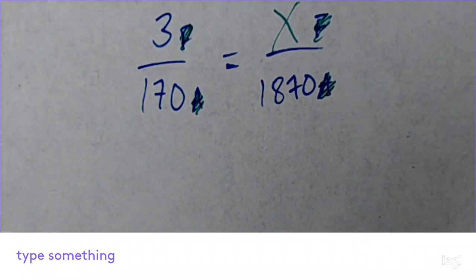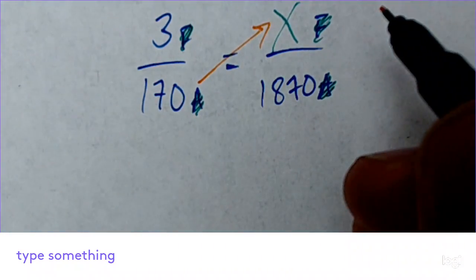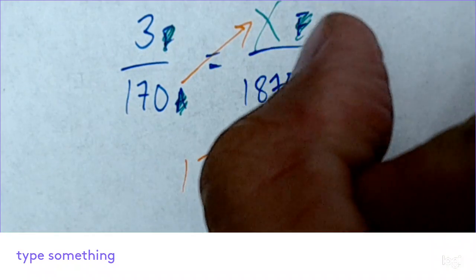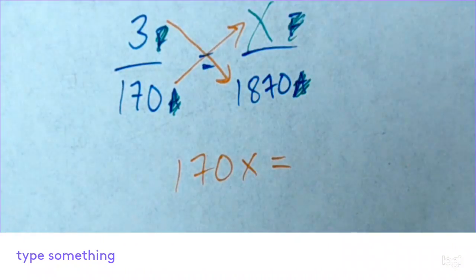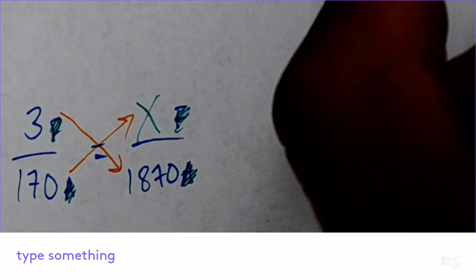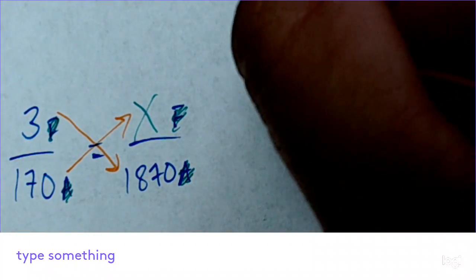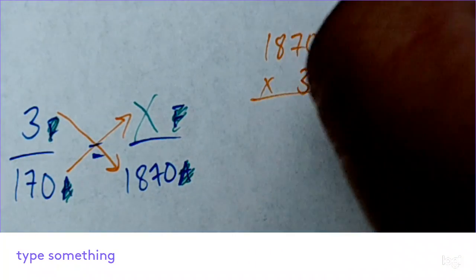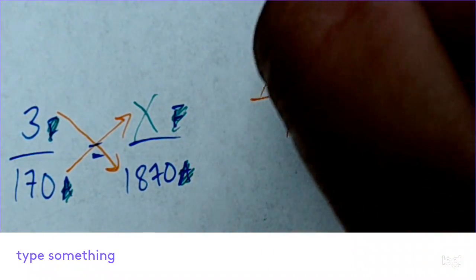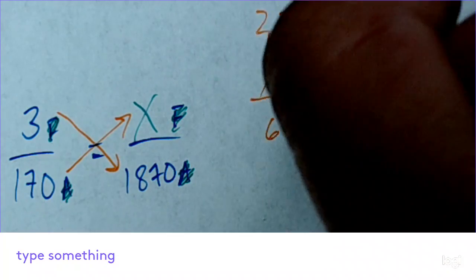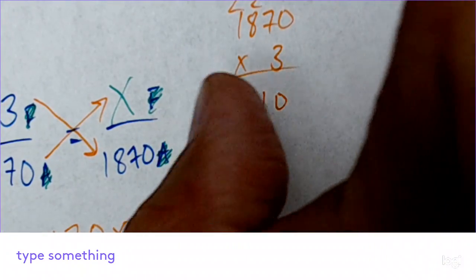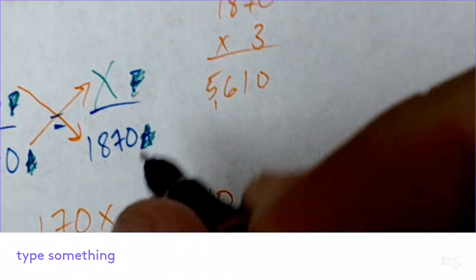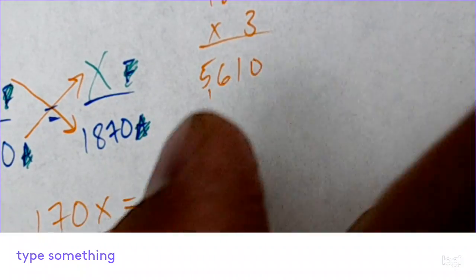And then I'm going to solve using cross multiplication. So I do 170 times x, which gives me 170x. Then I put my equal sign. Then I do 3 times 1,870. I cannot do that in my head. So let's do 1,870 times 3. That's 0, 21, 24, 26, and 5. So 5,610. Right, divide by 170.